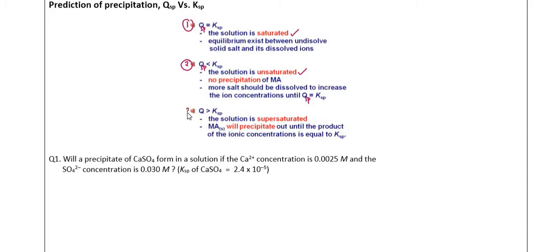So, condition number 3 is when the value QSP is greater than KSP. The solution can be imagined as supersaturated. Ionic compound will precipitate out until the product of the ionic concentration is equal to KSP. That means until the value of QSP equals KSP.